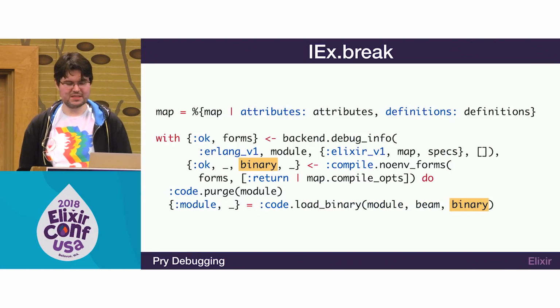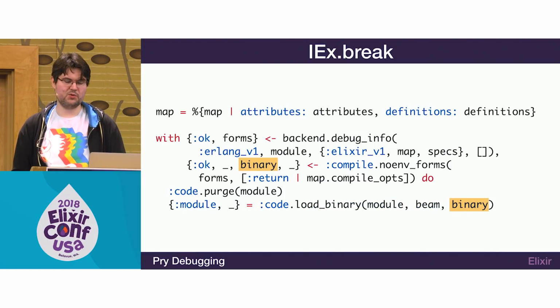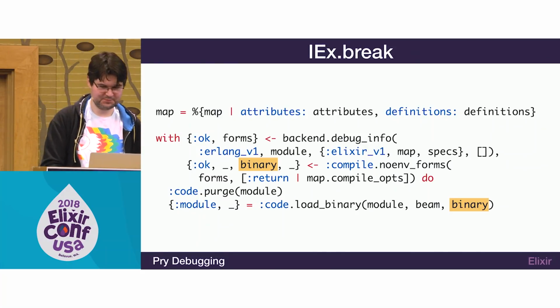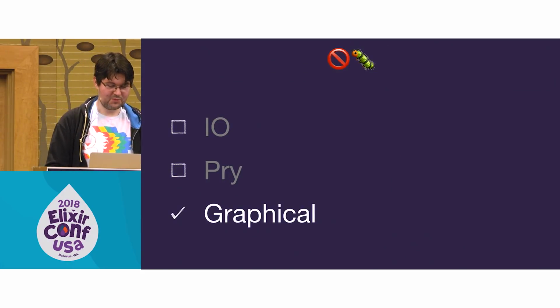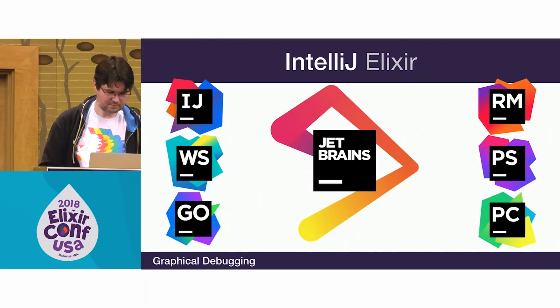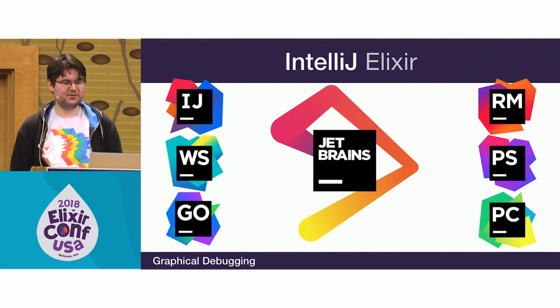It'd be nice, though, to see what the code looks like as normal Elixir, so that we can understand what is actually being run by the debugger when binary is used. To do that, we're going to need to debug the debugger, which will get us into graphical debugging. In order to see what IEx.break is doing, we're going to move on to the next debugger inside of IntelliJ Elixir.